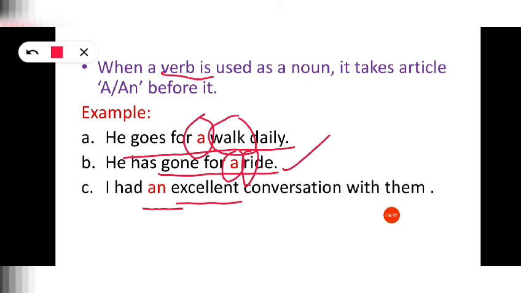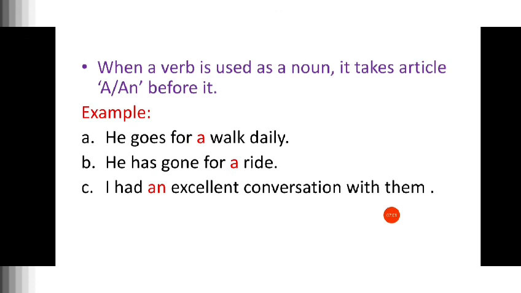Now, if we again go back and we remember, whenever an adjective is also used with a noun, we have to place an article before adjective, right? So excellent, we'll check the first alphabet, it is E, so we'll be placing an for a vowel, right? All right, let's move further.